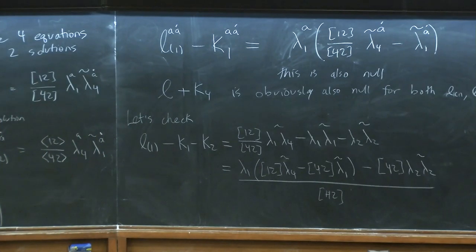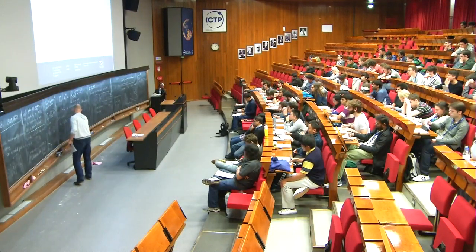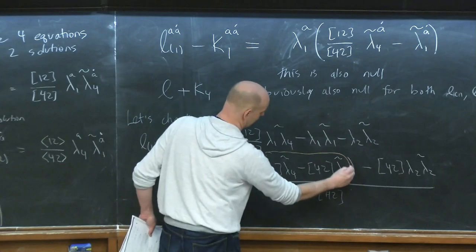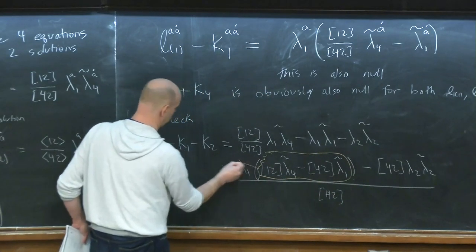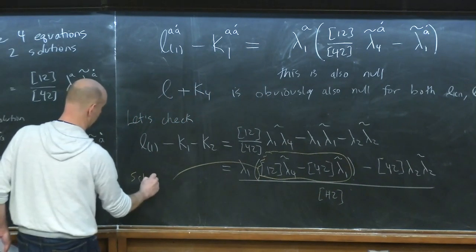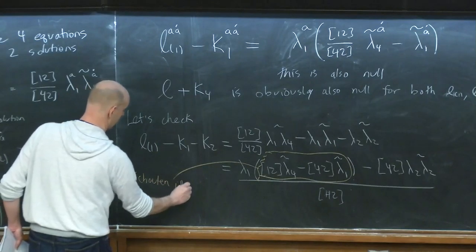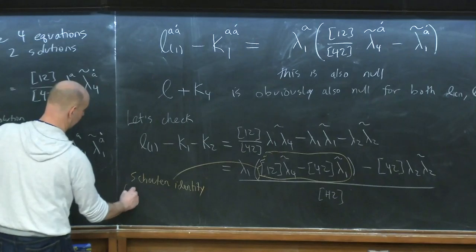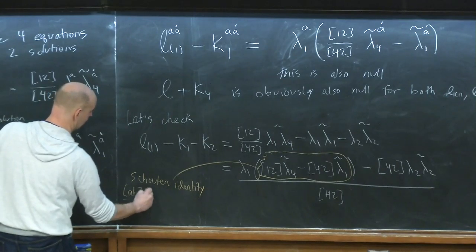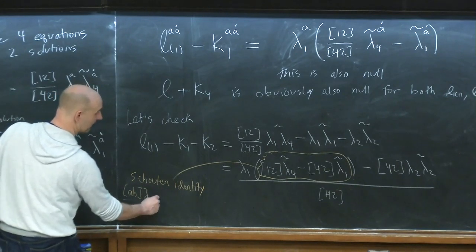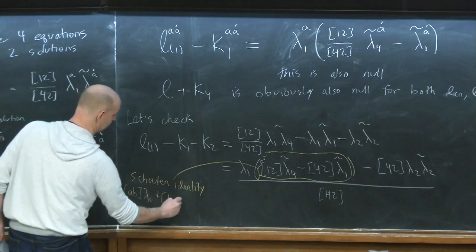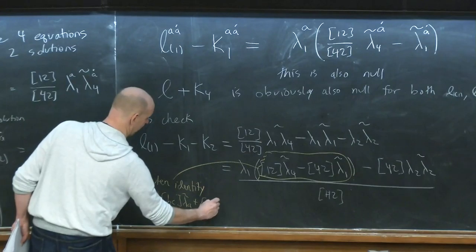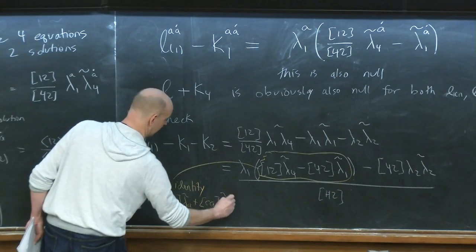Now this piece here, you can simplify it with what's called the Schouten identity. The Schouten identity says that ⟨AB⟩ λ̃_C plus ⟨BC⟩ λ̃_A plus ⟨CA⟩ λ̃_B equals zero.